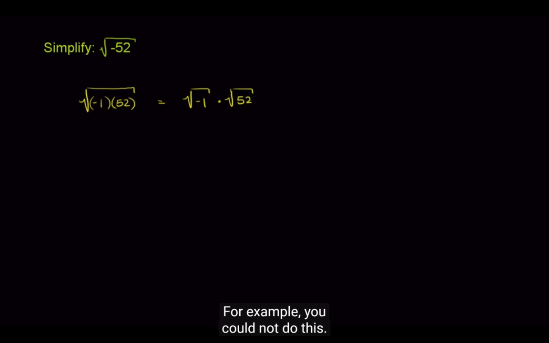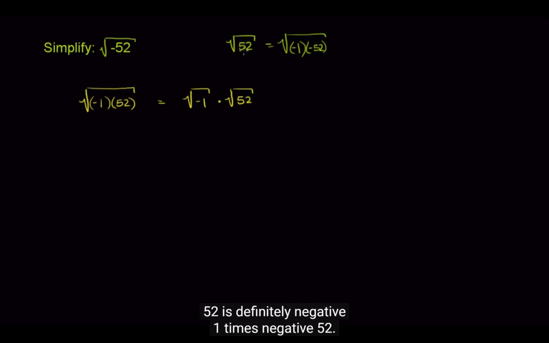For example, you could not do this. You could not say the principal square root of 52 is equal to negative 1 times negative 52. You could do this so far. I haven't said anything wrong. 52 is definitely negative 1 times negative 52. But then, since these are both negative, you cannot then say that this is equal to the square root of negative 1 times the square root of negative 52.